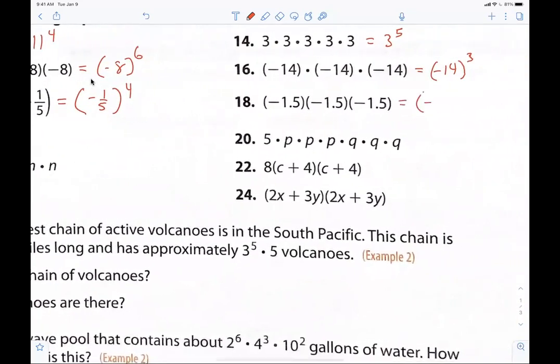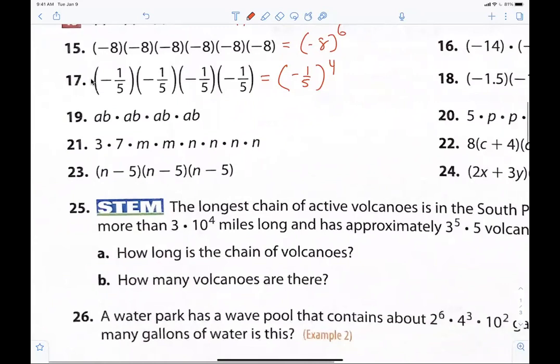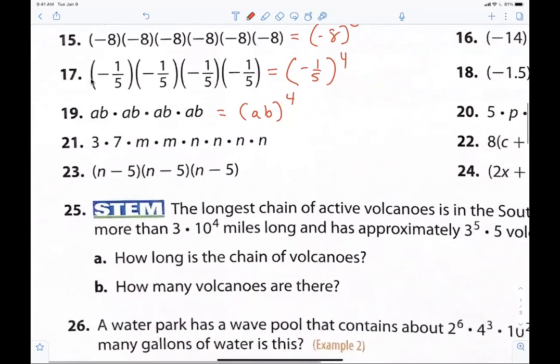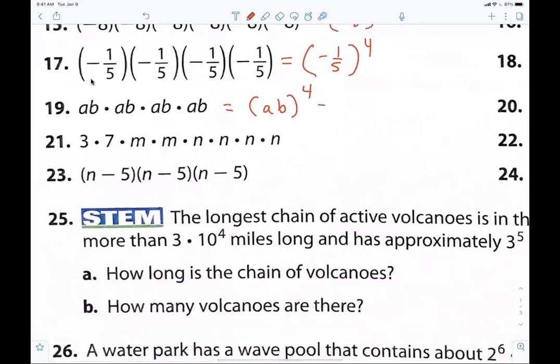That's negative 1.5 to the 3rd power. Perfect. All right, Miss Elliott. There's A, B, and then 4. Yes. Now, I also want everybody on this one, everybody look at 19. I also want everybody to write down A to the 4th, B to the 4th. That's the same thing. Everybody needs to know that: if parentheses, both of them are to the 4th.